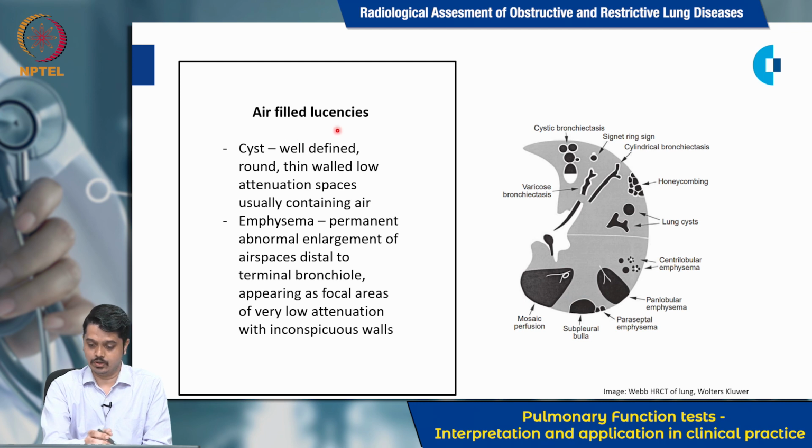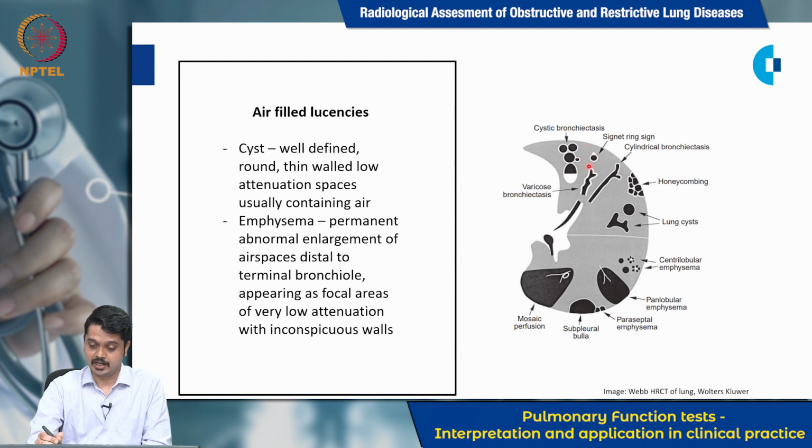Next is air-filled lucencies. We are finding a black or a hypodense lesion which is more dark compared to the underlying lung. This black structure is having a hyperdense or a white wall, so this is a lung cyst. Centrilobular emphysema will appear like a lung cyst, that is they are hypodense or dark compared to the lung, but they do not have a wall, because by definition centrilobular emphysema will not have a wall.